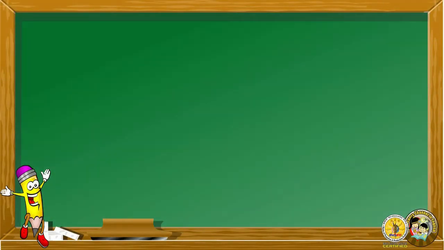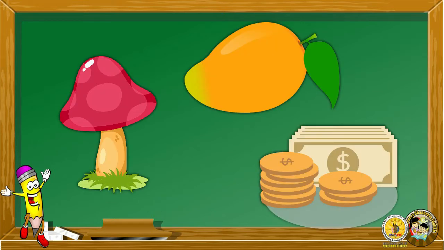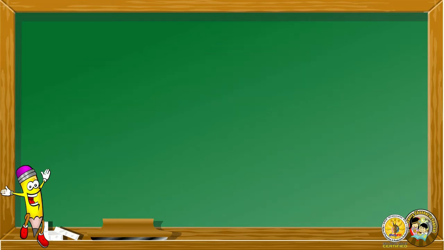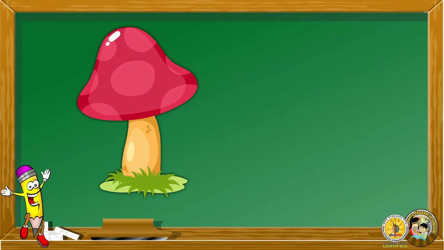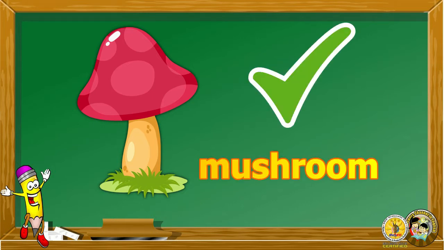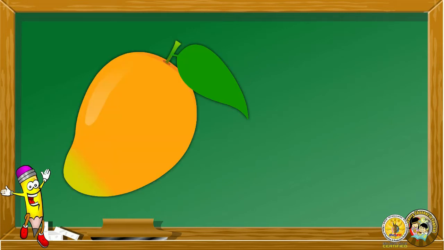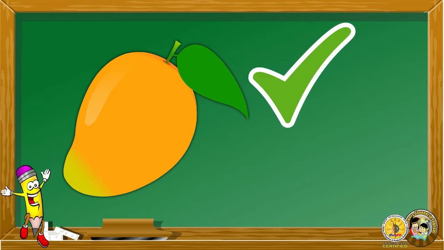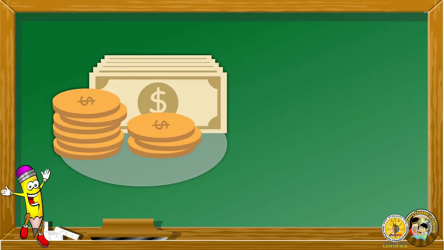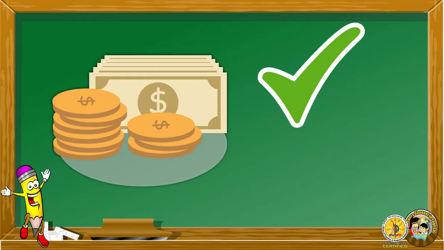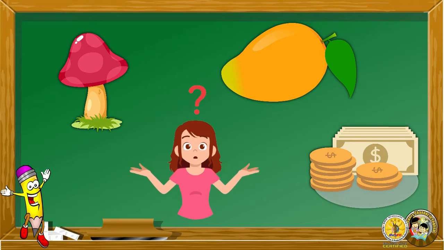Let's start by identifying these pictures. What is this? Yes, it is a mushroom. How about this second picture? You are correct. This is a mango. How about this picture? Yes, it is money. Now, do you know what is the beginning sound and letter of these pictures?